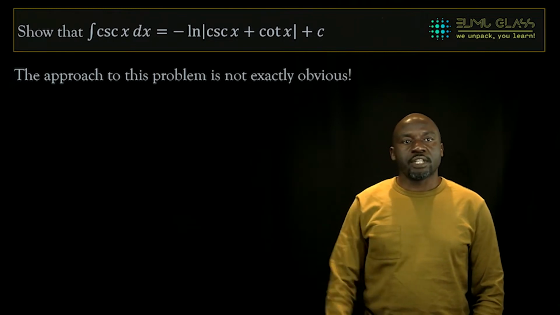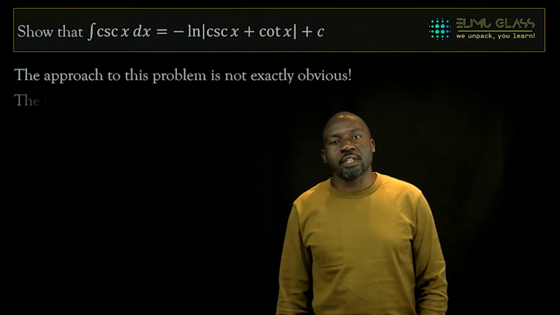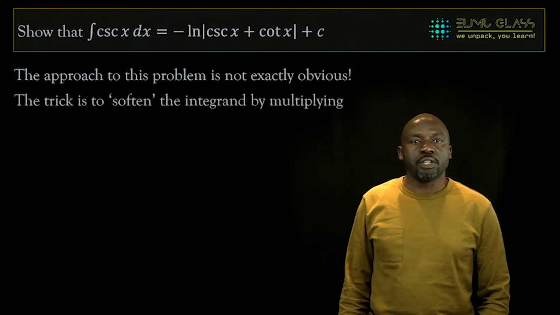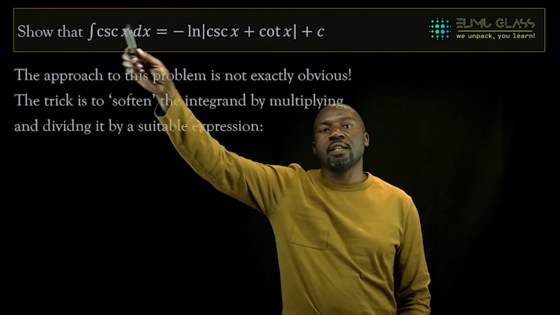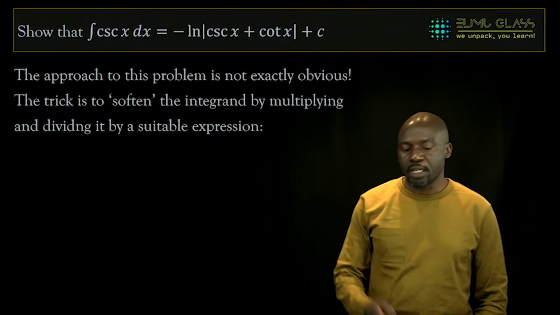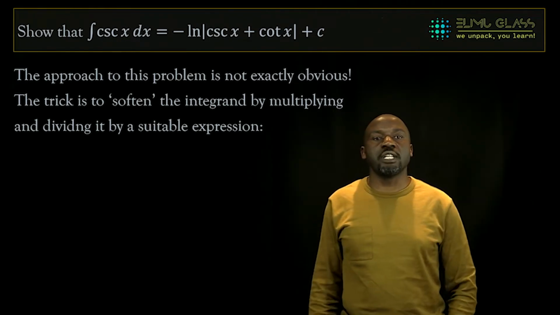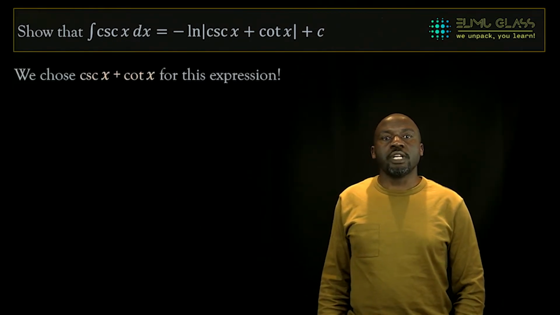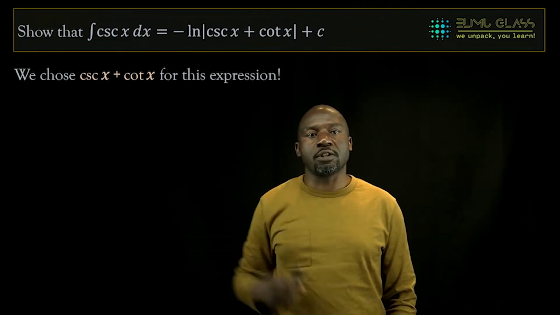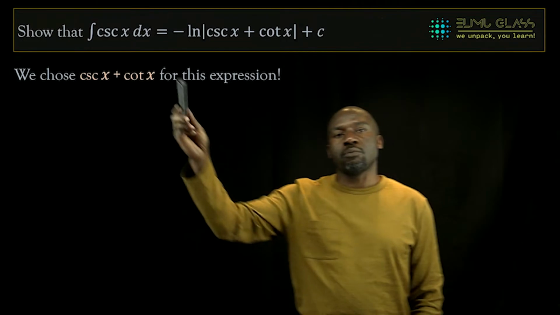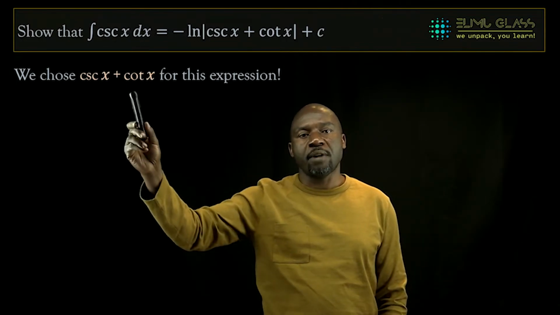So the approach, as I've said, is not obvious, and what we are going to do is to find some trick that when we substitute in here is going to make the expression easier to solve, and that makes it really simple. The expression we are going to use is cosec x plus cot x. So what we do is multiply and divide by this expression.